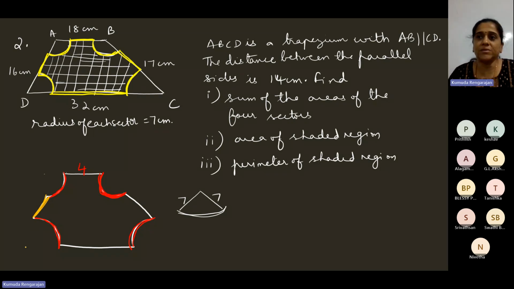And how do you find the area of the trapezium? Half sum of the parallel sides into distance between them. Area of a trapezium is equal to half sum of parallel sides into distance between them. Get started.